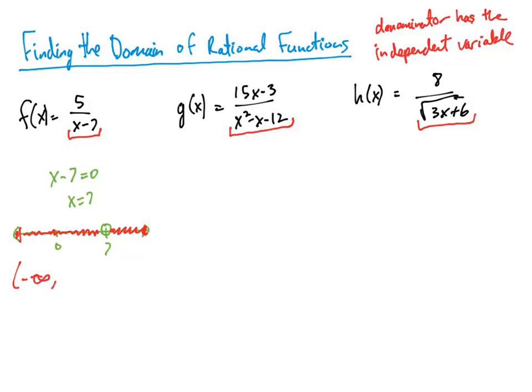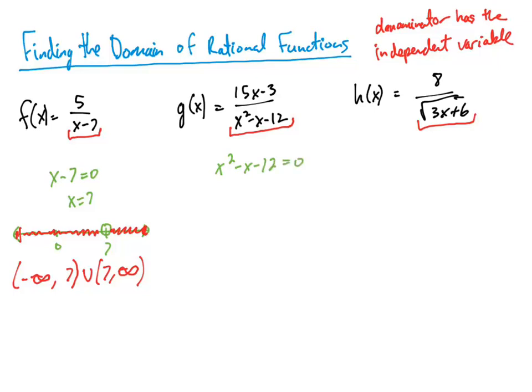So this domain would be negative infinity to 7. This time we do not include the 7, because 7 will make this undefined, so we put a parenthesis, and then we say 7 to infinity. All right, so that's about as easy as it would get for a rational function. For the second one here, we want to, again, set the denominator equal to 0 and solve.